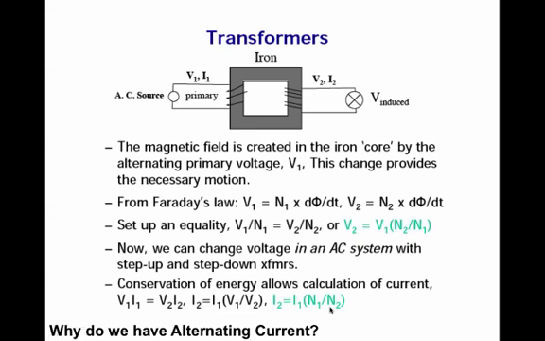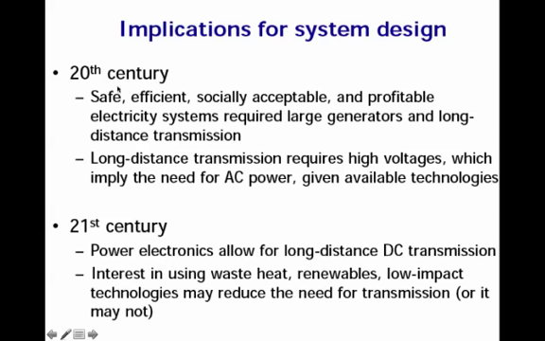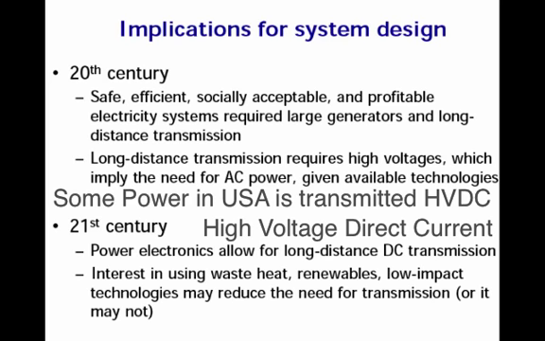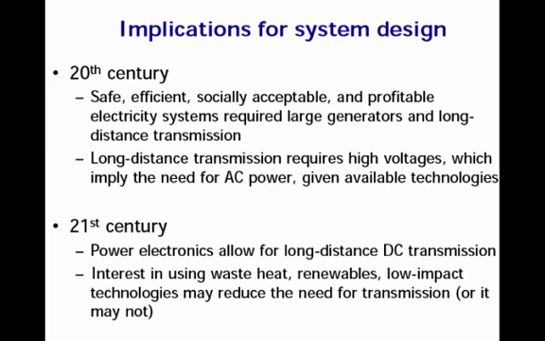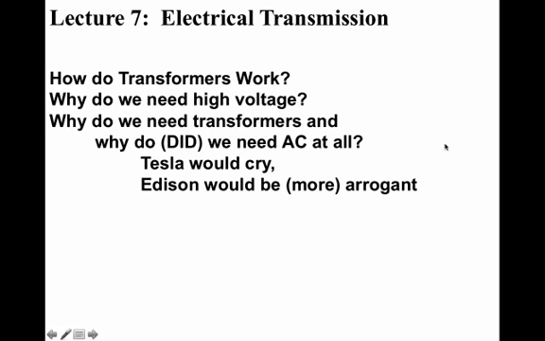So why do we have alternating current? This is the reason. In the 20th century, we wanted to transmit electricity long distances, and we needed high voltages for that, and that's why we needed AC for transformer technology. However, now we have power electronics, and we can step up and step down DC transmission. And it turns out that DC transmission has lower line losses. So in fact, we'd like to be able to transmit our power with DC now. However, presently we have an infrastructure that's based on AC. So that's the electrical transmission story.